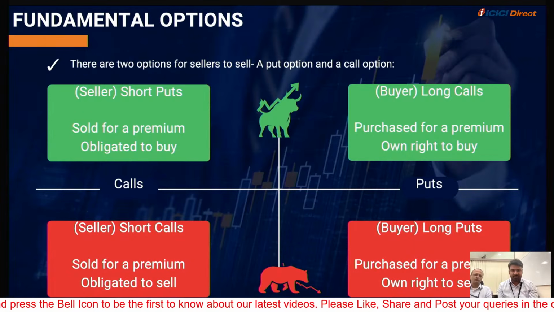And if you see नीचे की तरफ जो रेड में है, when you are selling call, that you are shorting call, it is equivalent to buying put. Not equivalent, I would say equivalent to your view of the market, whether you are bearish or bullish.